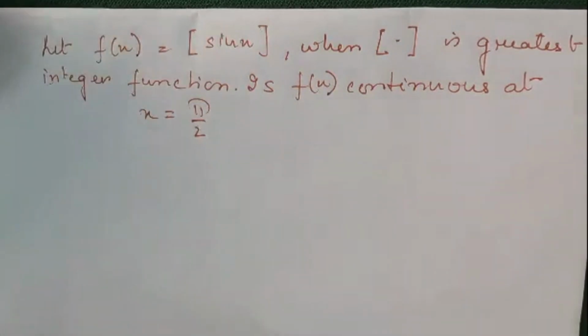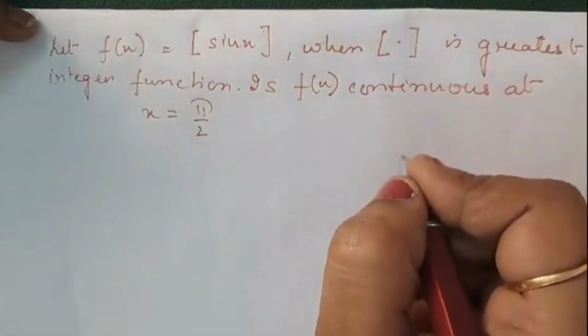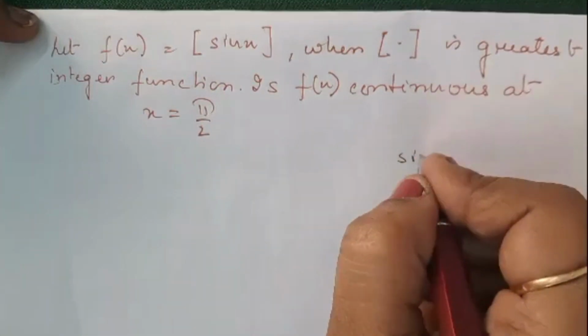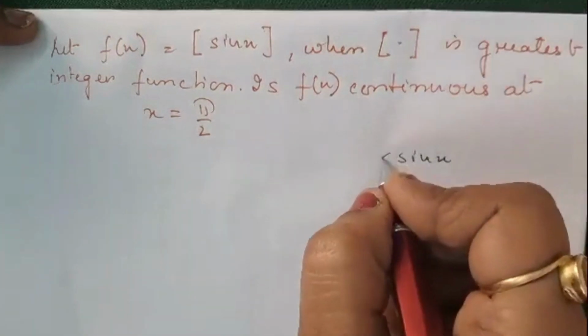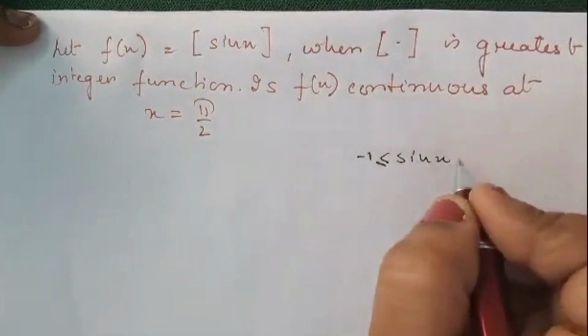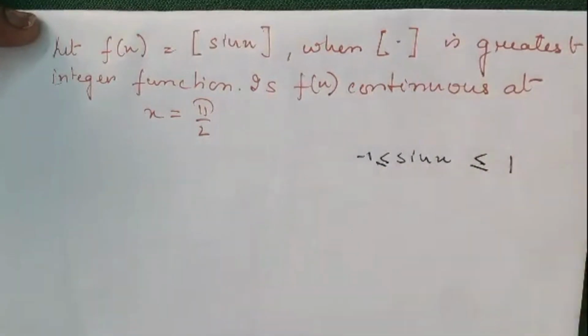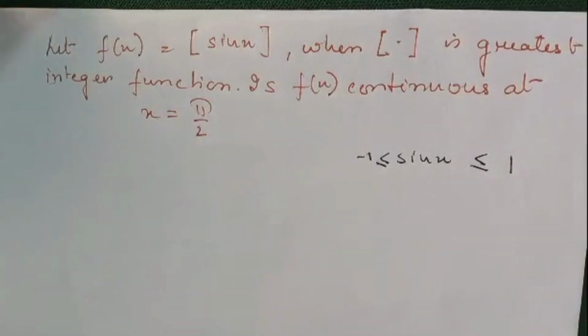Now before that, we should have a concept that whatever value of x be, sin x always lies between -1 and +1. And to find out the continuity, first we have to find out the left hand limit and the right hand limit of this box sin x at x equal to pi by 2.